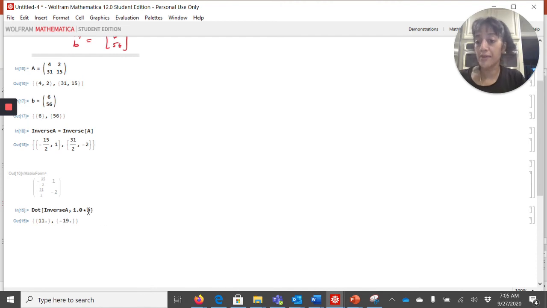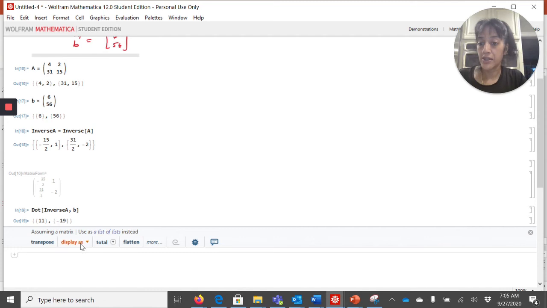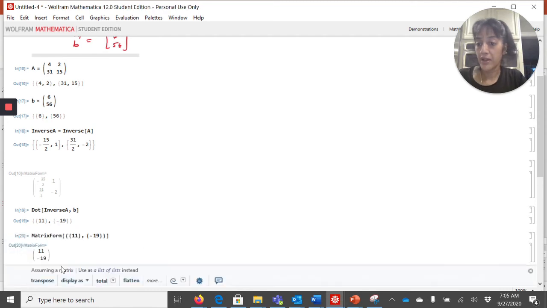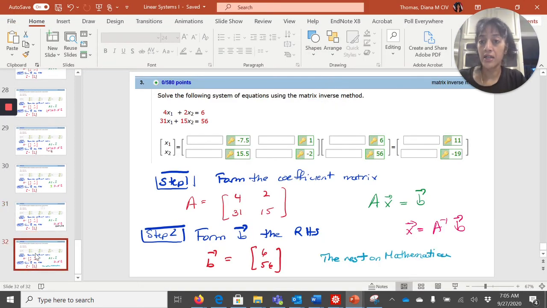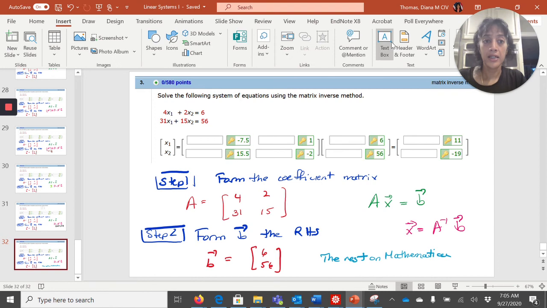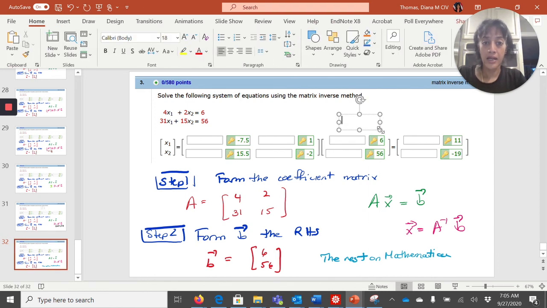I'm multiplying A inverse times B. So let's do that. And I get, let's do the matrix form, 11 and minus 19, just like the solution on WebAssign. And what that means for us is that x1 is equal to 11 and x2 is equal to minus 19. So it gives you the solution to the system of those two equations.